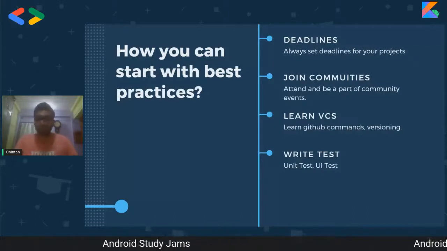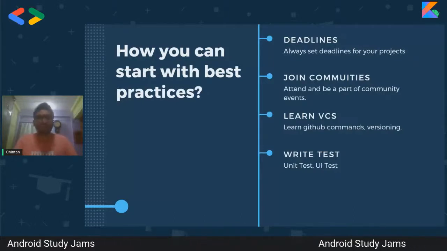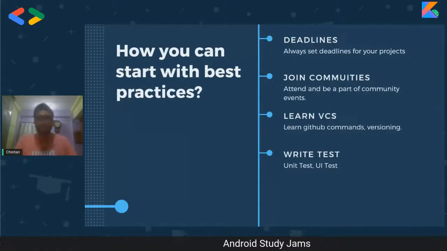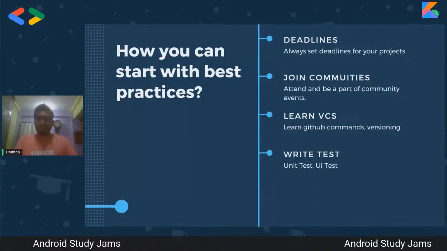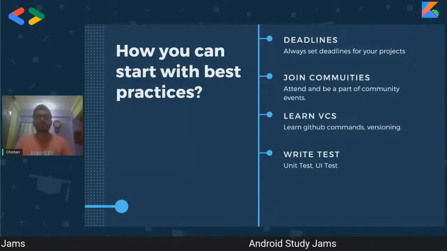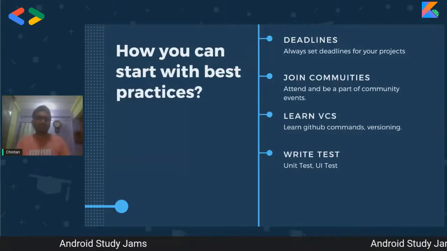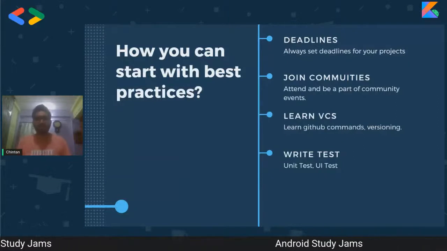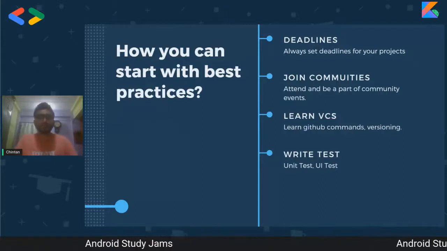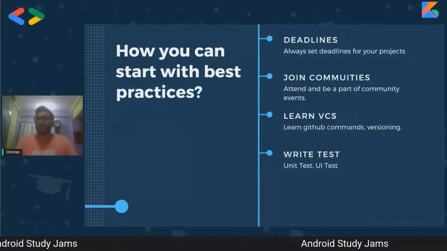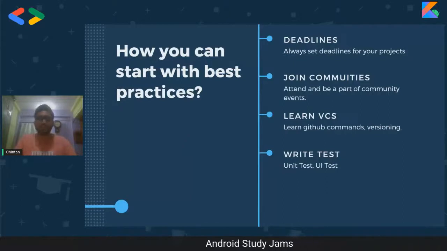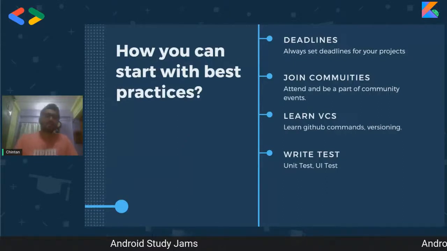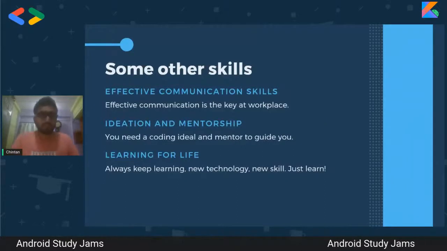Then learn the version controlling system, which is like GitHub commands and versioning. How you can structure your branches, how you can merge your code. While doing pair programming, what you can do is keep two separate branches, like one for you and one for your friend, like my local branch or my friend's branch, and then you can merge it someday when you are done with the feature. So that will give you the idea how GitHub works. Then start writing test cases, unit tests and UI testing. So that is about the best practices.